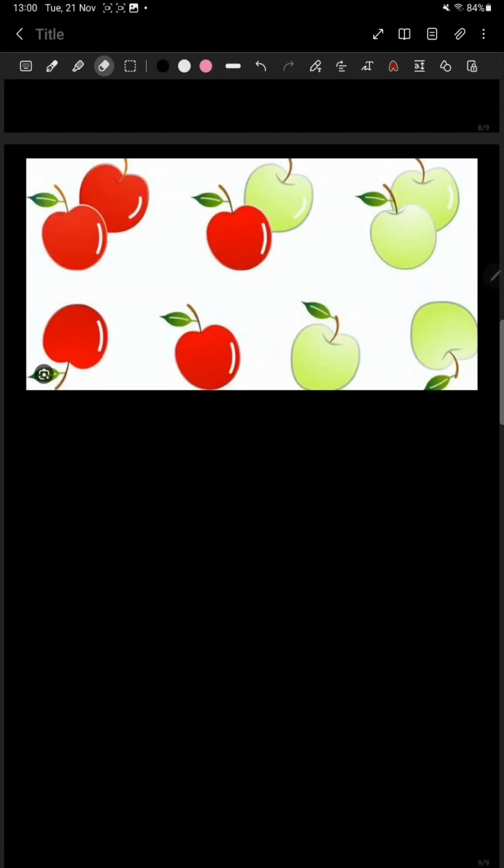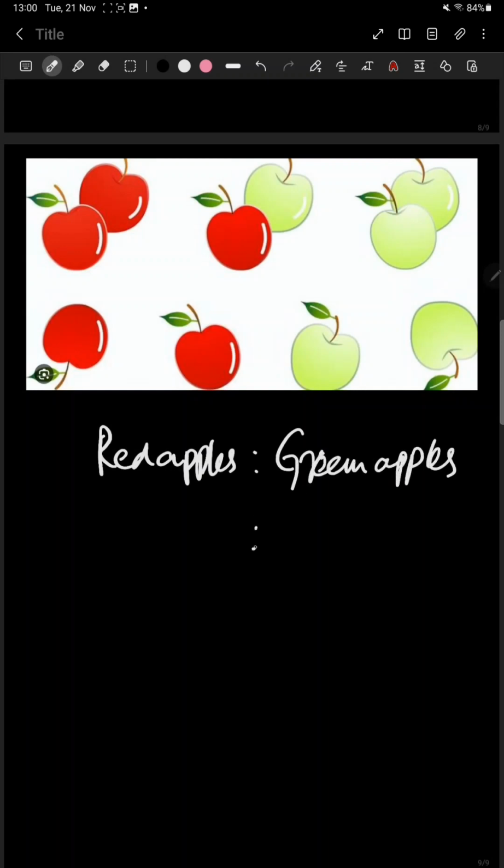In this diagram, which ratios can we make? Red apples to green apples. If we write the ratio of red apples to green apples, what ratio will we get? Yes, 1 2 3 4 5. These are 5, red are 5. Green apples, 1 2 3, are also 5. So 5:5, 5 to 5. The ratio over here is 5 to 5.